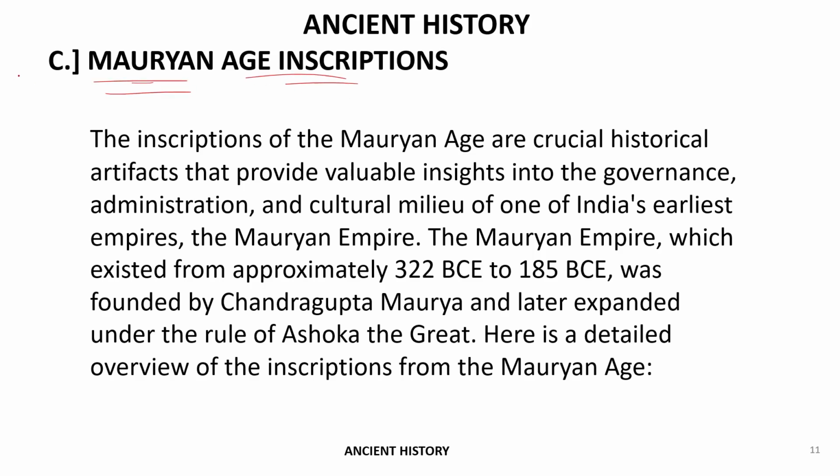It is the part third. First part was about the time period. Second part was about the court poets. And it is about the third part of the ancient history. Now this part is the Mauryan age inscriptions.